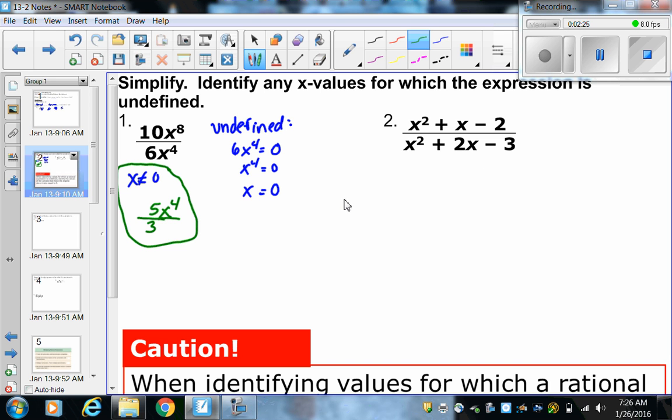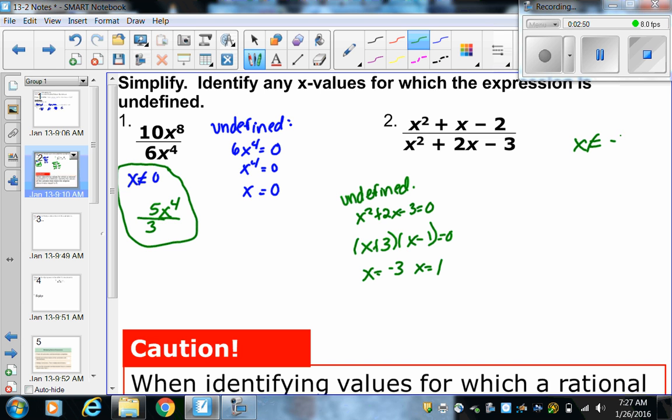Example 2, so if I do where it's undefined first, we're going to take x squared plus 2x minus 3 and set that equal to 0. This can factor. Two numbers that multiply to negative 3 and add to be 2 would give me x plus 3 and x minus 1. So that tells me that x is negative 3 and x is positive 1. So I know that x cannot equal negative 3 or 1.